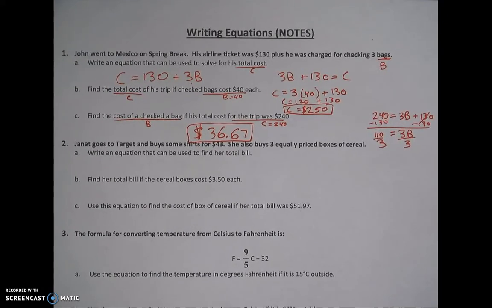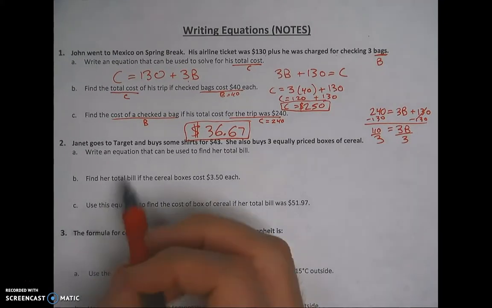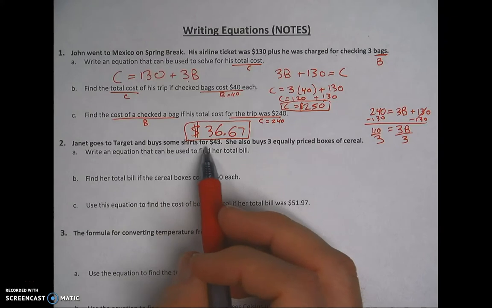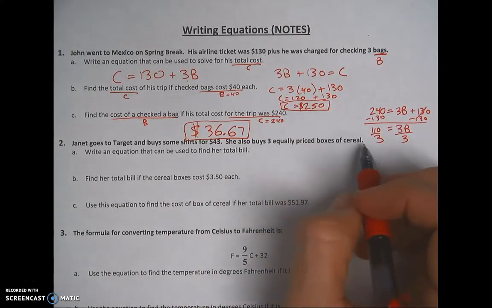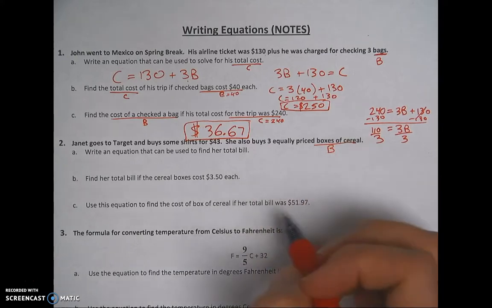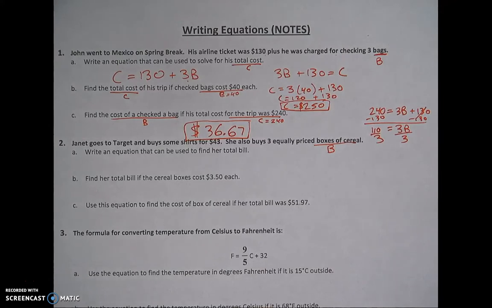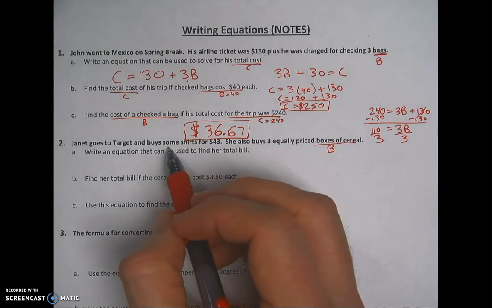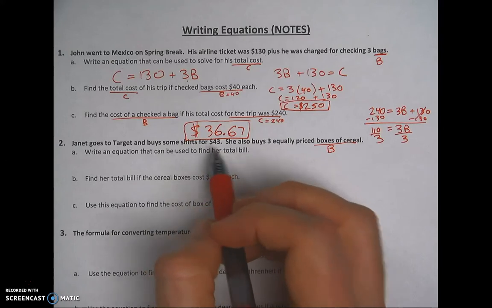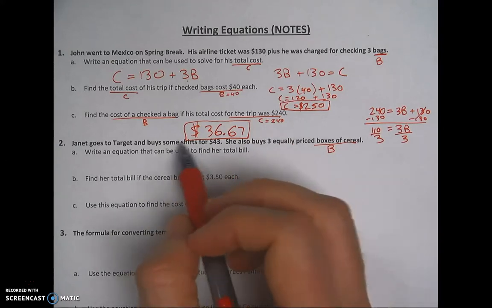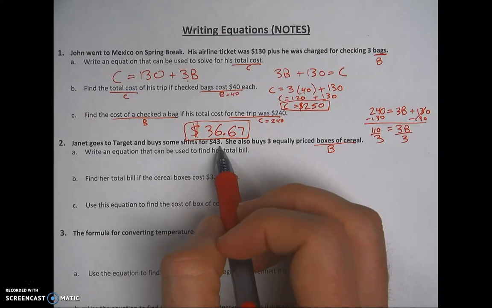All right, number 2. Again, review from yesterday. Janet goes to Target and she buys some shirts for $43. She also buys 3 equally priced boxes of cereal. We don't know how much those cost. We just know that they're the same. So I'm going to use B for boxes of cereal. We know that she bought some shirts. We don't know how many. Total cost was $43. But when we're trying to figure out total amount of money spent, it doesn't matter how many shirts because the total was $43.